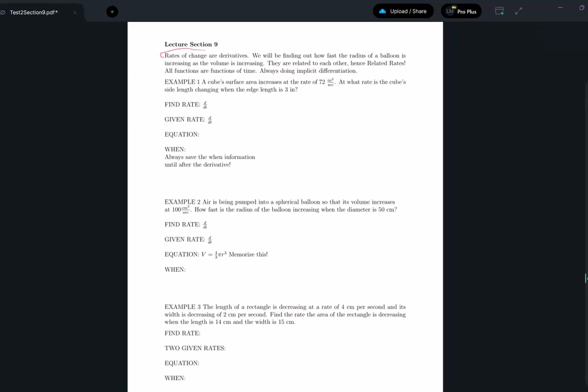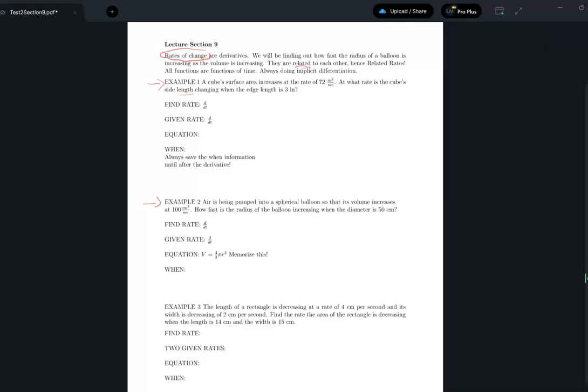So related rates are where derivatives are connected or related to each other. Let's look at what we've got here, just like an overview. We've got a cube whose surface area is changing, and that means the side length is changing.